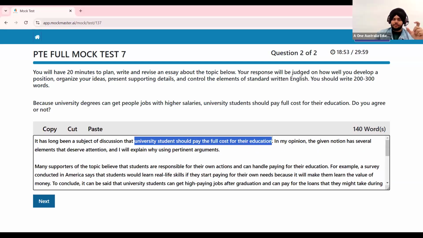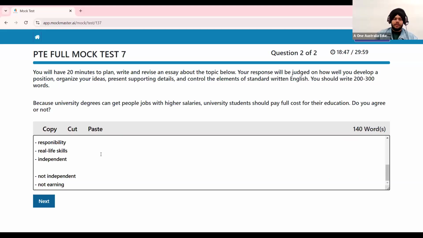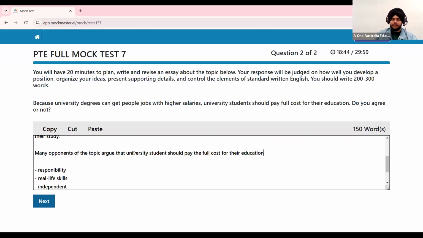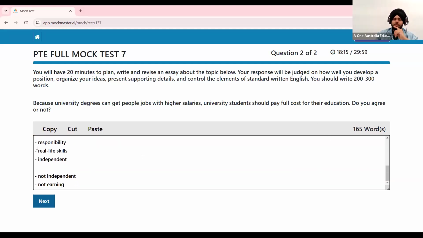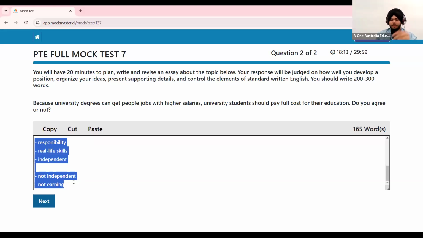For example, I'll just copy this, university students. Then I'll put this here and I'll paste this here. University students should not pay the full cost for their education because they do not work and are not able to pay such high prices. Simple. Okay. So because they're not earning, they're not independent.